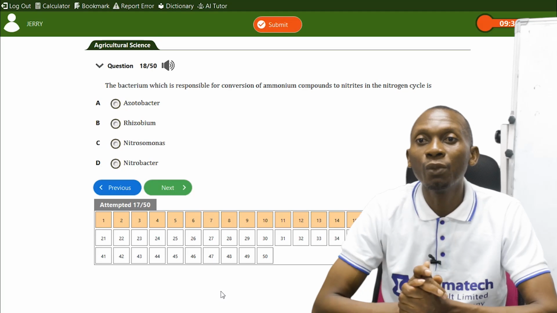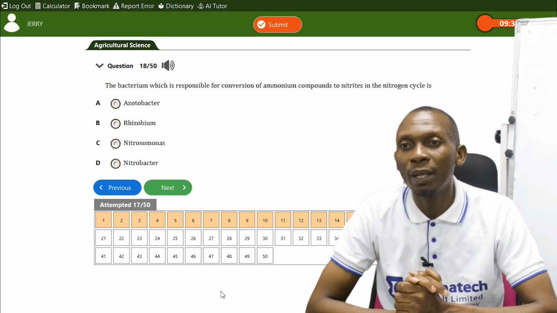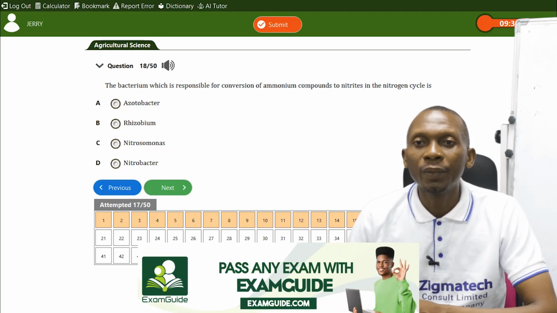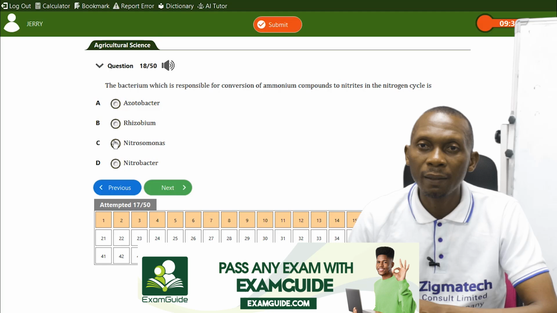Now, the bacterium which is responsible for conversion of ammonium compounds to nitrites in the nitrogen cycle is Nitrosomonas. So that's the answer.